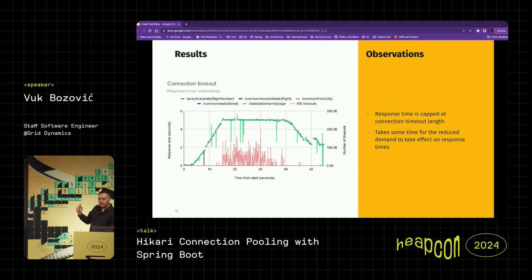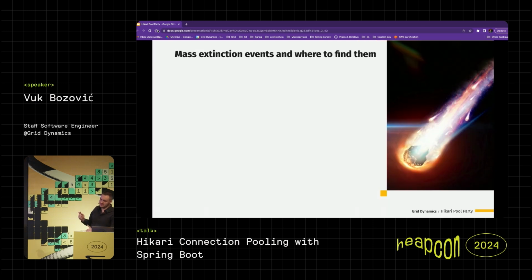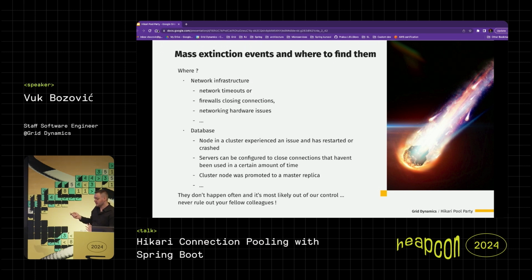Now, one thing that insurance companies and thread pools have in common is mass extinction events. In the context of insurance companies, they lose money. In the context of thread pools, we lose performance. So, first of all, where can we find these mass extinction events? Usually, we can find them in the network, on the database side. For example, some routers get burned out, or somebody steals a router.